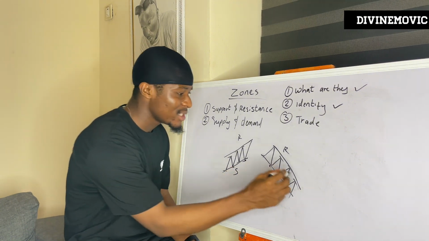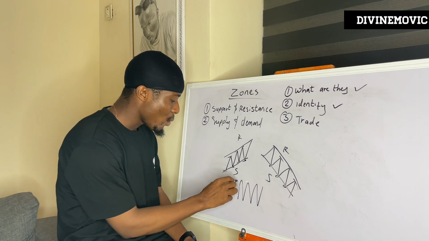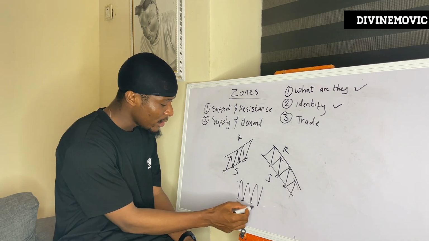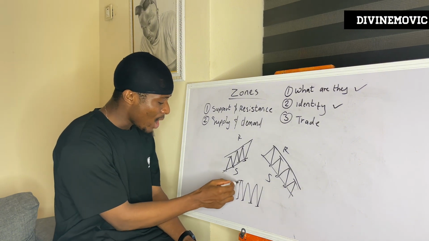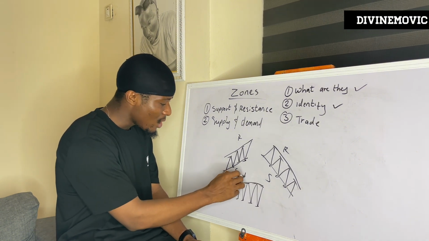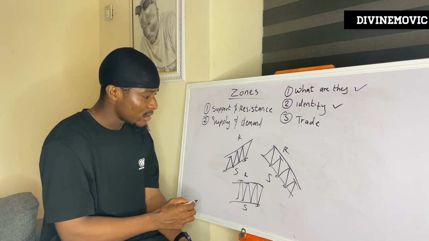For instance, if price is ranging, price is going like this. Where are buyers willing to buy from? 1, 2, 3, 4. Sellers will sell from 1, 2, 3, 4. So what do we do? We connect them with our trend line. These are our resistance, and now these are our support. Is that clear? Yes, it's clear.